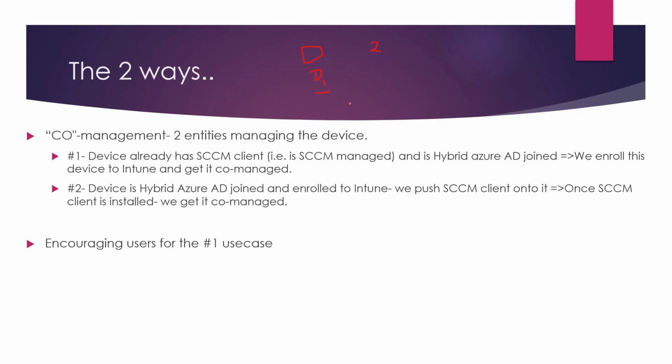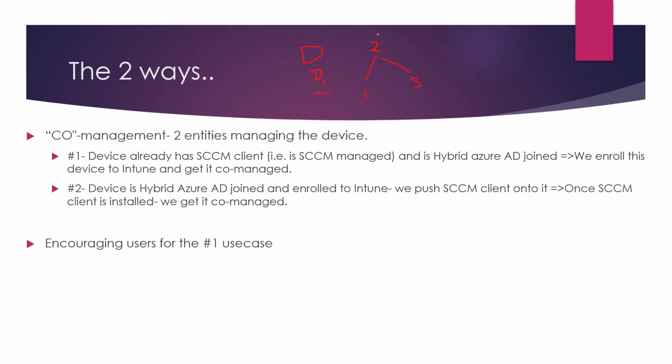So when we say co-managed, or when we say there are two entities managing the device, we have to start from either one, right? We have to start from one and then bring the other into the picture. That is when the device gets managed via both. So it can be a case wherein the device is already being managed via SCCM and now we bring Intune into the picture. Now we enroll the device to Intune. That can be the first way. The second way can be the device is already being managed via Intune and now we push the SCCM client onto the device. So the device needs to have Intune, the device needs to have SCCM, right?